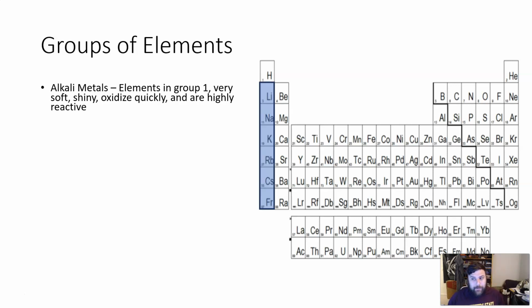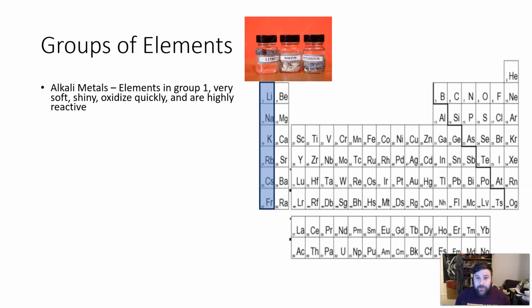So, alkali metals, such as lithium, sodium, and potassium, these are our elements that are in group 1, the very first column of the periodic table. They are very, very soft. You saw I was able to cut them with just a scoop tool. On the inside, they are very shiny, but they oxidize quickly. But their most distinctive property is the fact that they are very highly reactive. They react very violently with water.